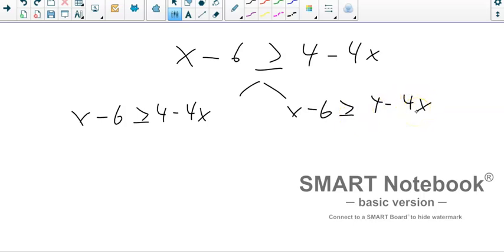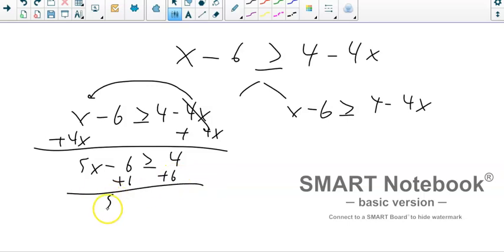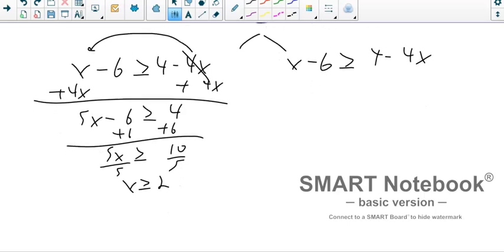Let's say I want to move these over here. My x is on the left side. Well, what it's going to do is give me 5x minus 6 greater than or equal to 4. I'm going to add 6 and get 5x is greater than or equal to 10. And then when I divide by 5, I get x is greater than or equal to 2. Sounds good? If I plug it in and check it, I should get the correct answer, of which that is the correct answer.